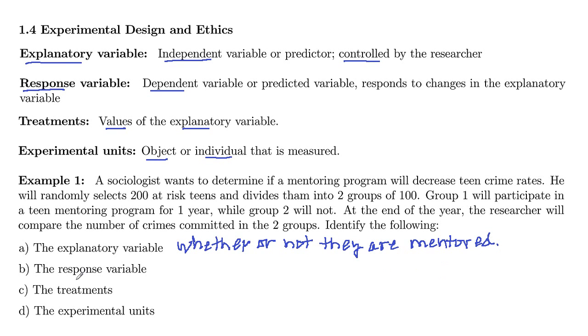And then what responds to the mentoring? Well, we hope that it's going to be the crime rates, teen crime rates here. She wants to see if that decreases teen crime rates, specifically the number of crimes committed. And that's going to be our response variable.